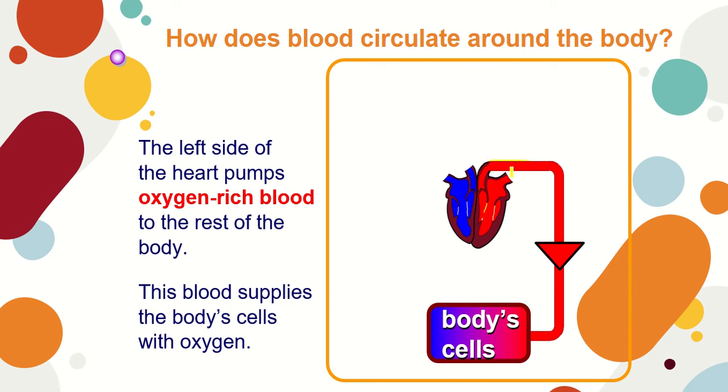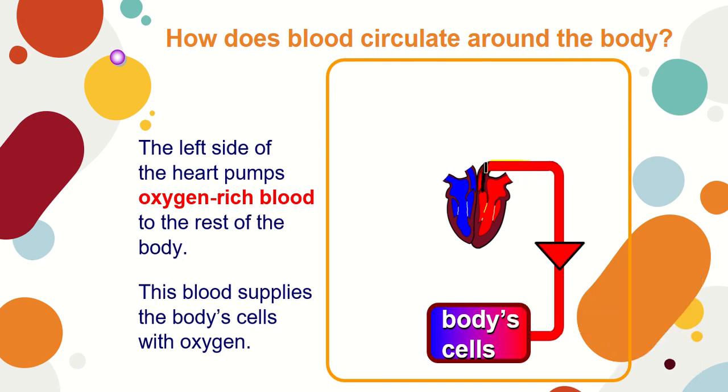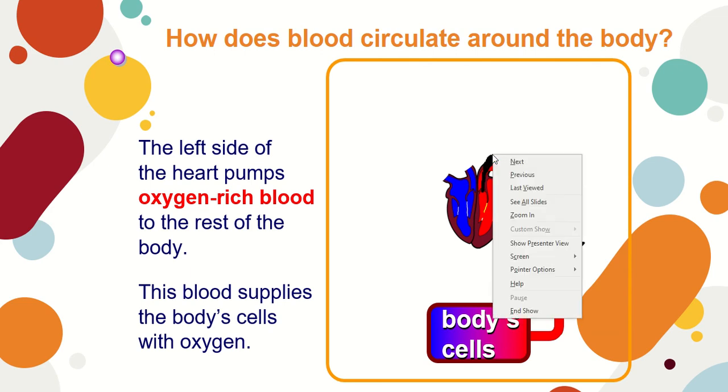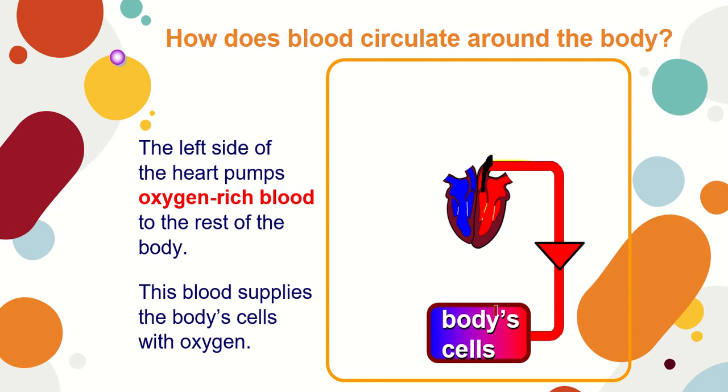So, this one, ito, oxygenated blood. So, saan siya pupunta? Kay body cells. Okay? Ibig sabihin, yung blood na may dalang oxygen, magsusupply na siya ng oxygen papunta kay body cells.